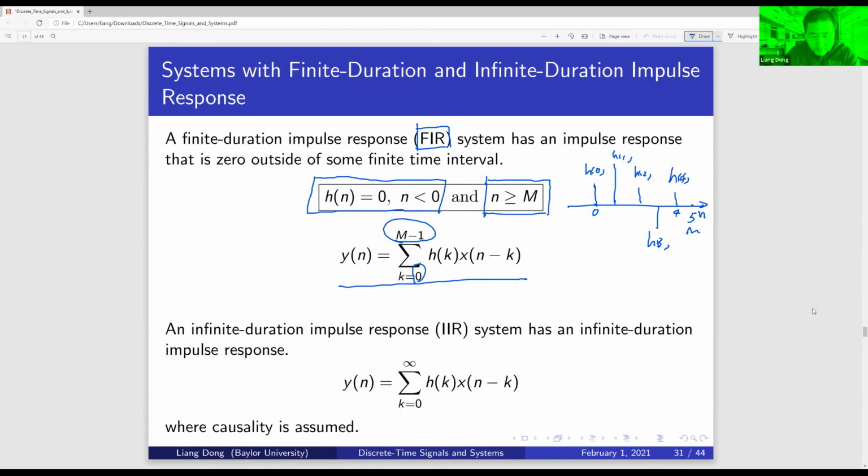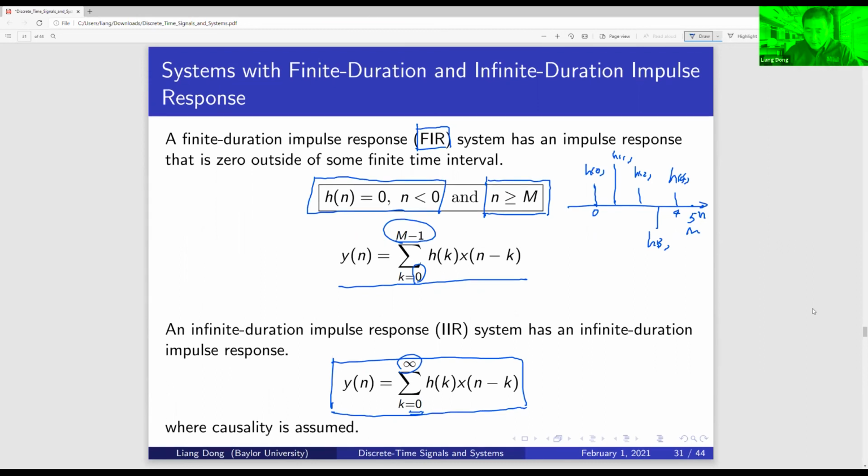On the other hand, an IIR system has an infinite duration impulse response. The only difference is that k goes to infinity, from 0 to infinity. It starts from 0 because I still want a causal system. In practice, every system is causal. So I have a causal system, and the summation is from 0 to infinity, where causality is assumed.